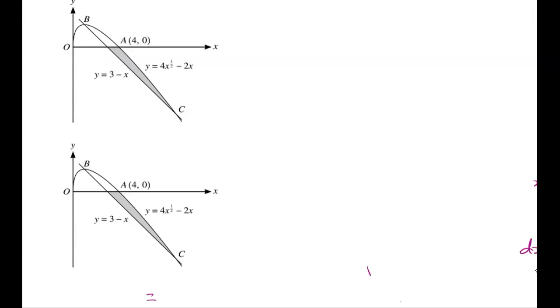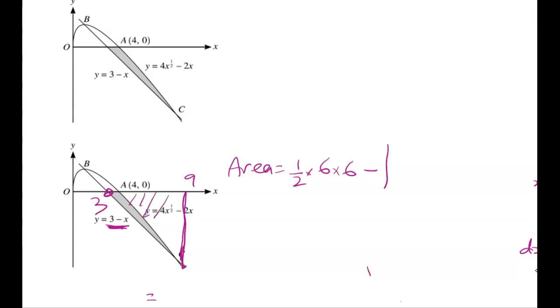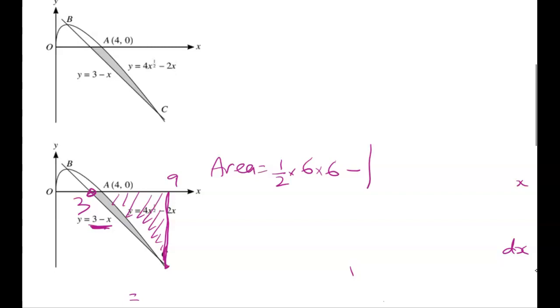Okay, so here, this big triangle has got an area of what? Well, that's 3 and that's 9. So the full area here is going to be half times the base, which is 6, and the height is 6 as well. Now I know the height's 6 because the slope of that line is -1. So it's going to be that. And then I'm going to take out the area between the x-axis and that curvy bit.